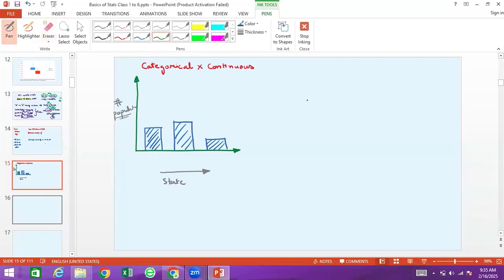Okay, so I have a categorical variable and a continuous variable. It will always be a bar chart, without any exception.